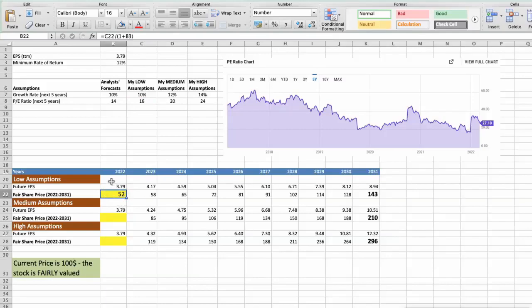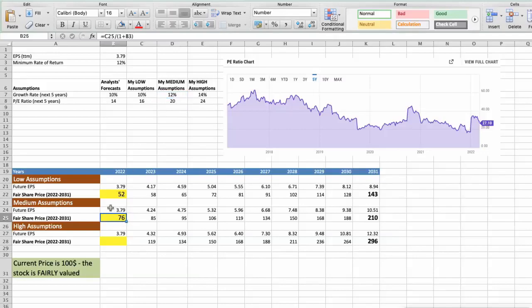Second scenario. Alibaba will have average performance in next 5 years, and we will use the following parameters in our calculation. Future growth rate would be average, 12%. Future P/E would be average, 20. In this case, the fair value of the stock today would be $76.